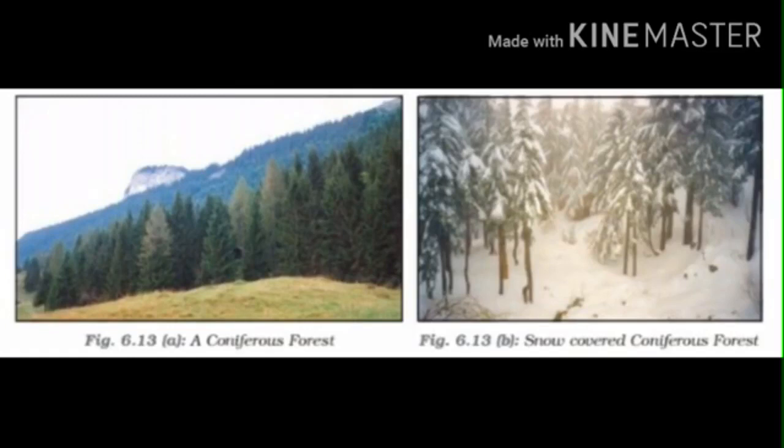Clear, children? Children, what we discussed so far, first one is natural vegetation. What is meant by natural vegetation? Natural vegetation consists of plants or animals that grow naturally in an area without any human interference. Then natural vegetation types we discussed. In that, what are the different types of natural vegetation? First one is forest, then grasslands, another one is shrubs. Clear?